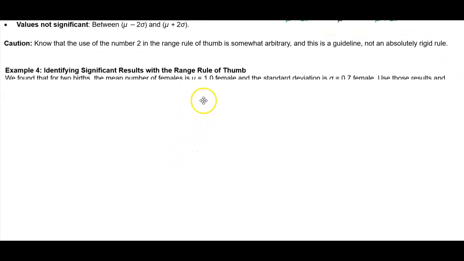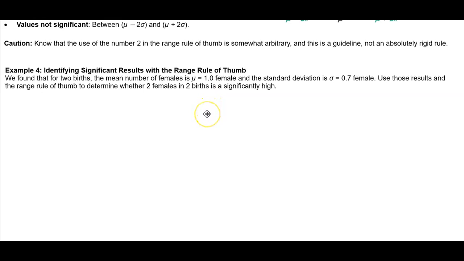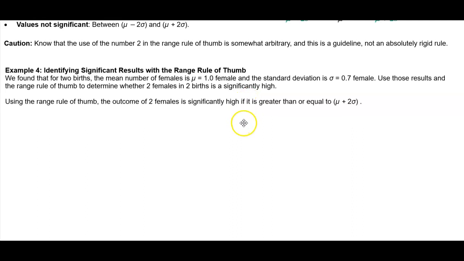Now, identifying significant results with the range rule of thumb. Now, we found that for 2 births, the mean number of females is 1.0 female, and the standard deviation is 0.7 female. We're going to use those results and the range rule of thumb to determine whether 2 females in 2 births is a significantly high number. So, using the range rule of thumb, the outcome of 2 females is significantly high if it is going to be greater than or equal to the population mean plus 2 times the standard deviation.